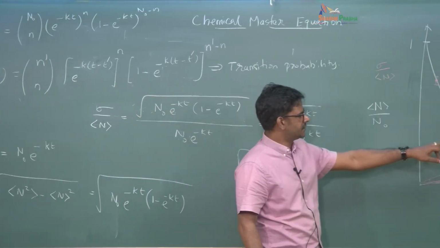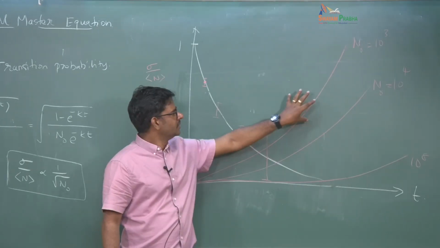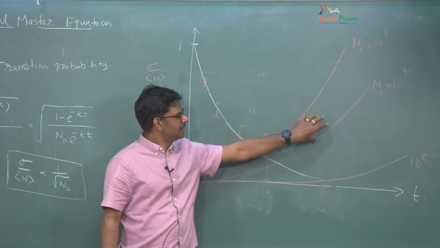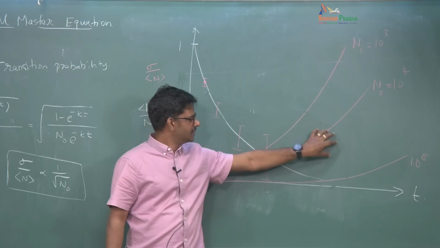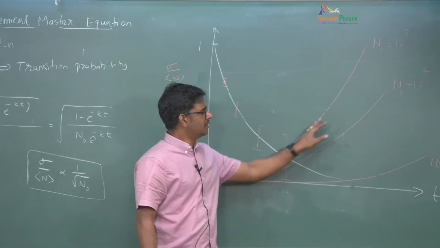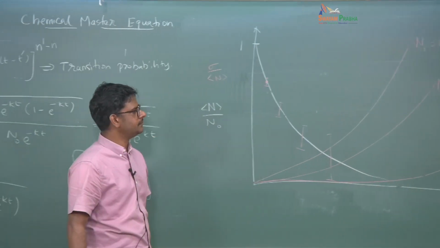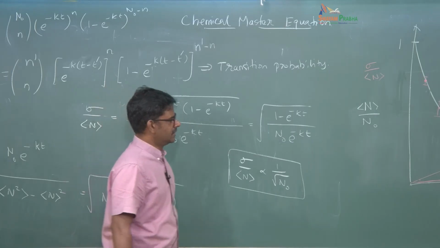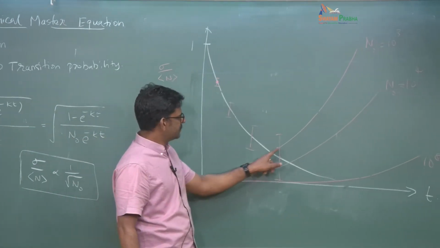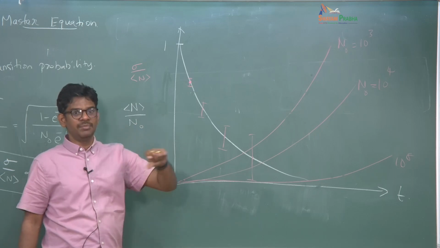So these curves that you see here are all for different initial conditions. This is for 1000 initial molecules. This is for some 10,000 initial molecules. This is some 10 power 8 initial molecules. As a function of time, this is how the standard deviation or the coefficient of variation changes. Now what we are saying is that these curves basically signify the error in the mean.